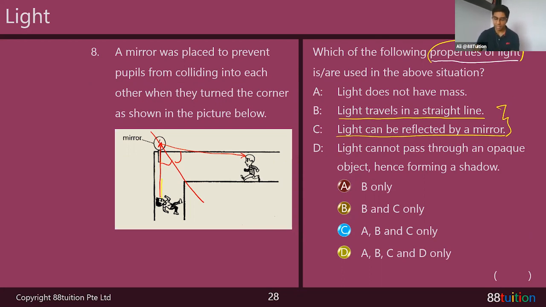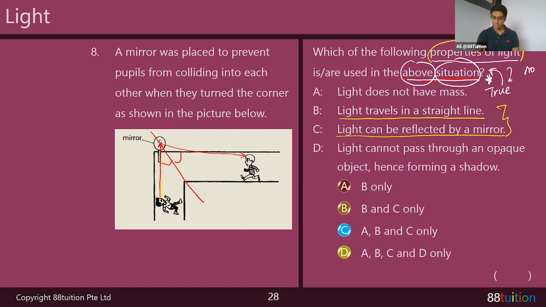Now, light cannot pass through an opaque object, hence forming a shadow. We are not talking about any shadows here or opaque objects. We're talking about mirror and reflection. So this property is not used in this situation. Remember, the question says, used in this situation. I'm going to put a star here for the keyword, in this situation. Light does not have mass. It's not used in this situation. Remember, we say light is a form of energy, does not have mass or occupy space. Yes, that's true, but it does not apply here.